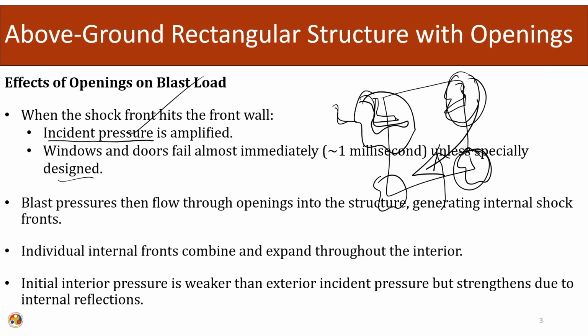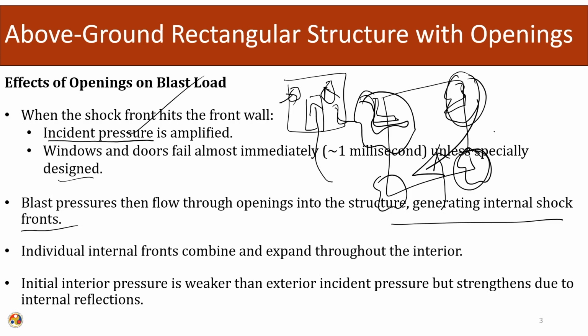The blast pressure then flows through openings into the structure. If the doors and windows are not designed to take care of the blast load, the blast loading will flow inside the structure through these distorted openings. That will generate internal shock fronts. So, imagine a high intensity blast entering this closed box. It will instantly generate an internal shock front.